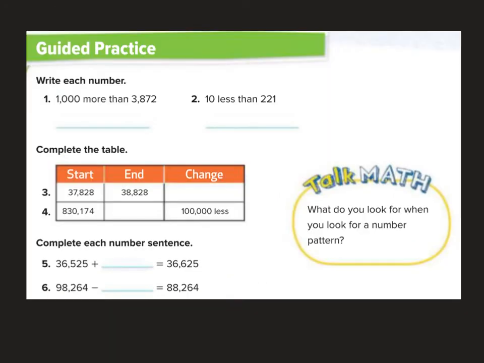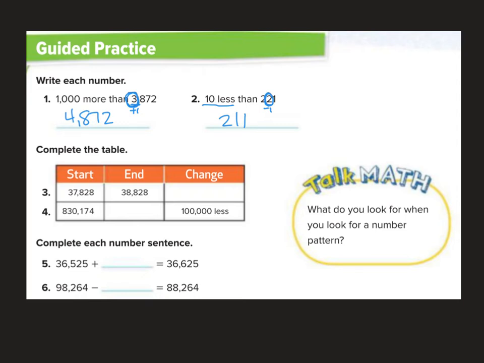Here we go, our guided practice. 1,000 more than 3,872 means I'm only going to change the digit in the thousands place, and I'm adding 1 to it, would be 4,872. 10 less than 221. I'm going to only change the digit in the tens place. I'm going to subtract 1. So I get a 1. 211 is what I would get if I'm subtracting 10, which makes sense because if you think of 221 minus 10, it would be 211, right?